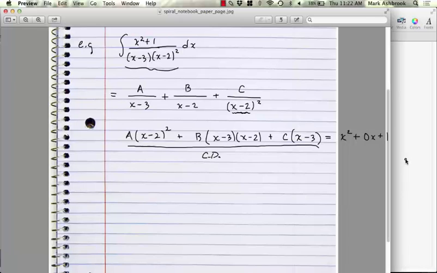What do we have to do? We have to multiply everything out. We have to get like terms together: all the x squareds together, all our x's together, all our 1's together. That's going to give us equations for a, b, and c to find what a, b, and c are.